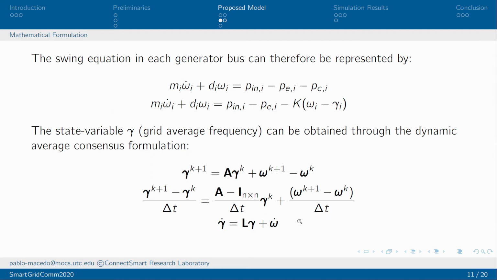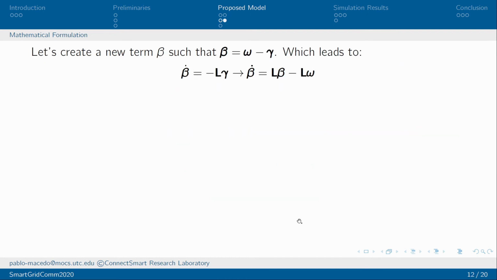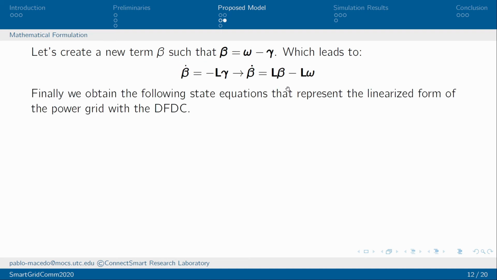In order to simplify the equations, let's create a new variable called beta, where beta equals omega minus gamma. If you develop this equation, then we can obtain the following values for the derivative of beta. Finally, we obtain the following state equations that represent the linearized form of the power grid with the DFDC control.